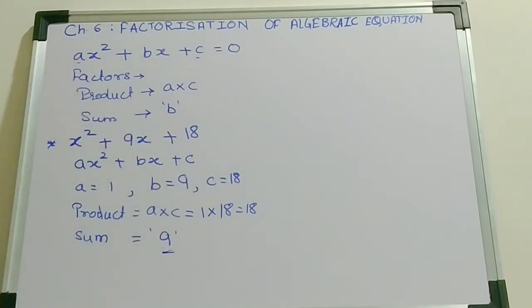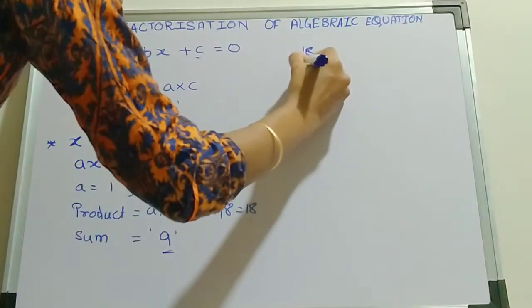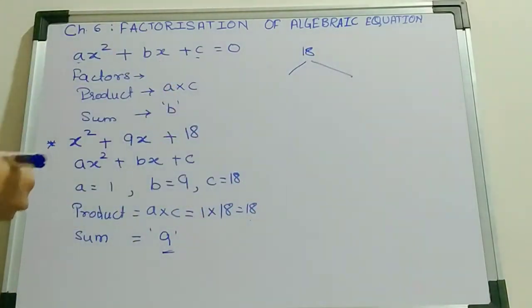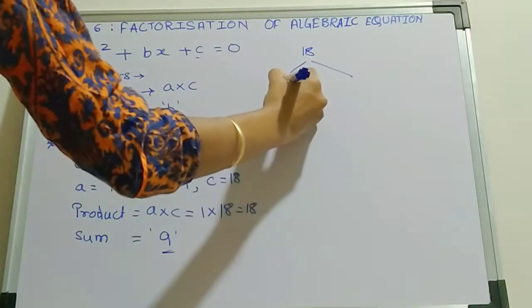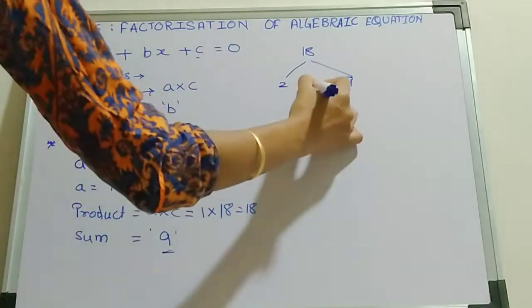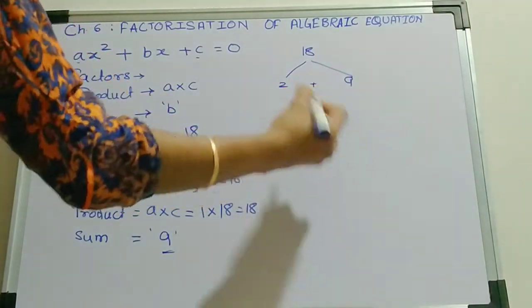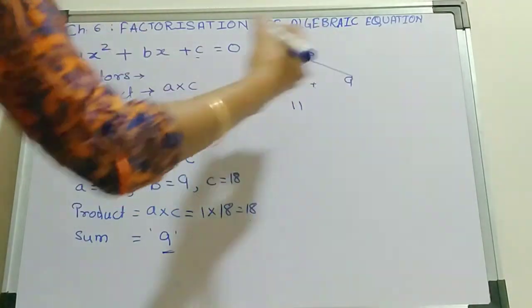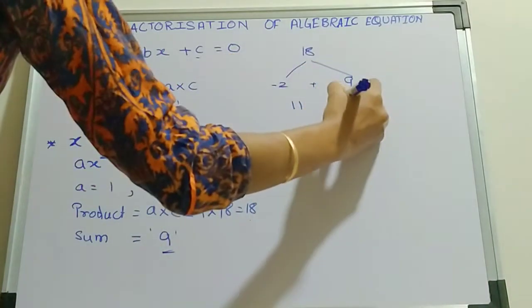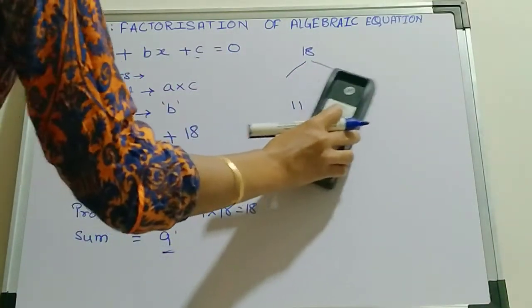Now we will check in which table I can get 18. 2 9s are 18. Okay, my product has to be 18. 2 9s are 18. My product will be fulfilled, but their addition may be 11, or if I subtract this 2 from 9, then the answer will be 7. So these two factors I can't write.